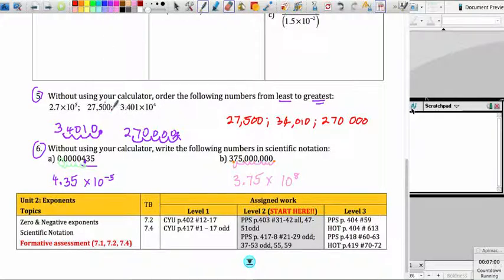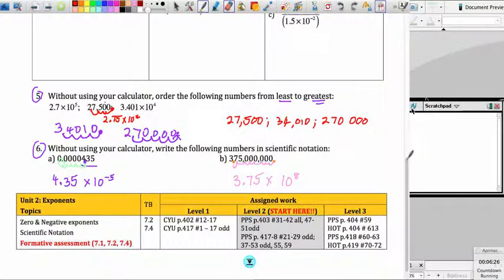27,500 instead by taking the decimal point here, moving it 1, 2, 3, 4, and we could have written that number as 2.75 times 10 to the power of 4, and then very easy in this form as well to compare which is the smallest and the largest. The number with the power of 4 is obviously going to be smaller than the number with the power of 5, and then 3.401 is bigger than 2.75, and so we could have used scientific notation instead.